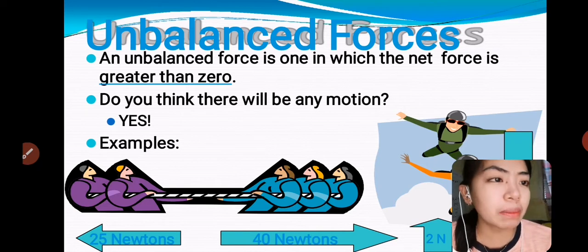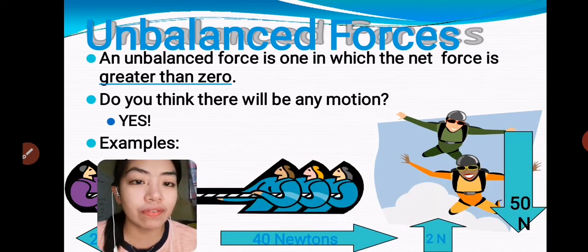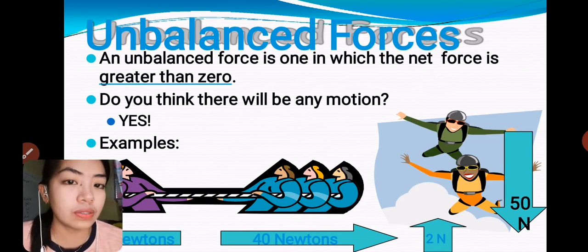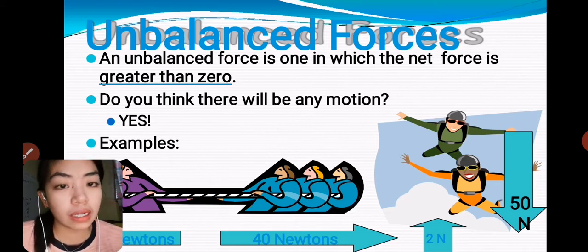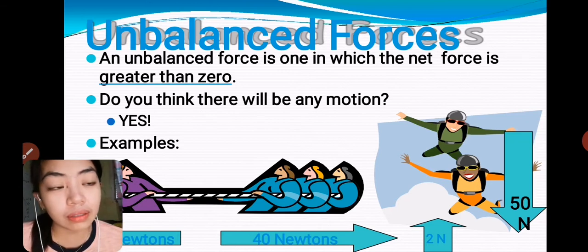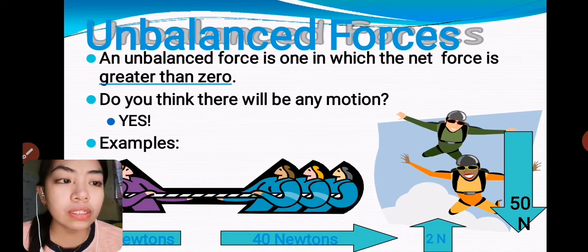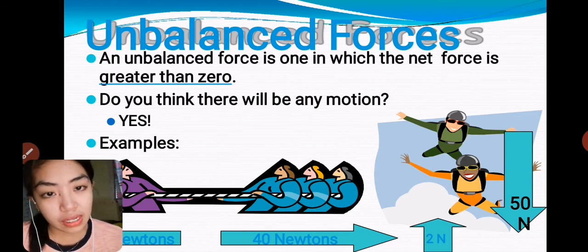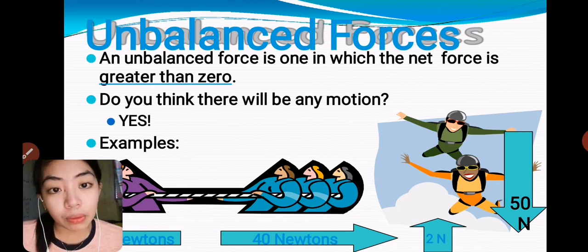Another example is this one, in our free fall. 50 newtons going down, then 2 newtons going up. Since magkaiba ng direction, you are going to subtract. 50 newtons minus 2 newtons is equivalent to 48 newtons. So, that's why it is an unbalanced force. Ibig sabihin nun, may movement na nangyayari, may motion.